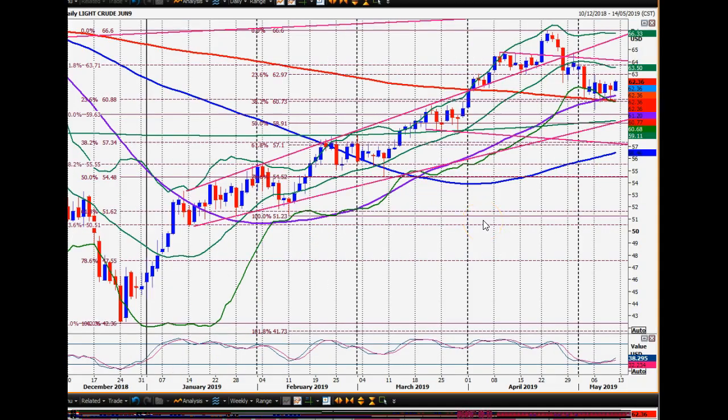Silver outlook is negative as long as we hold below $15. We're at 14.80. We've been a little bit lower, so silver outlook negative definitely.